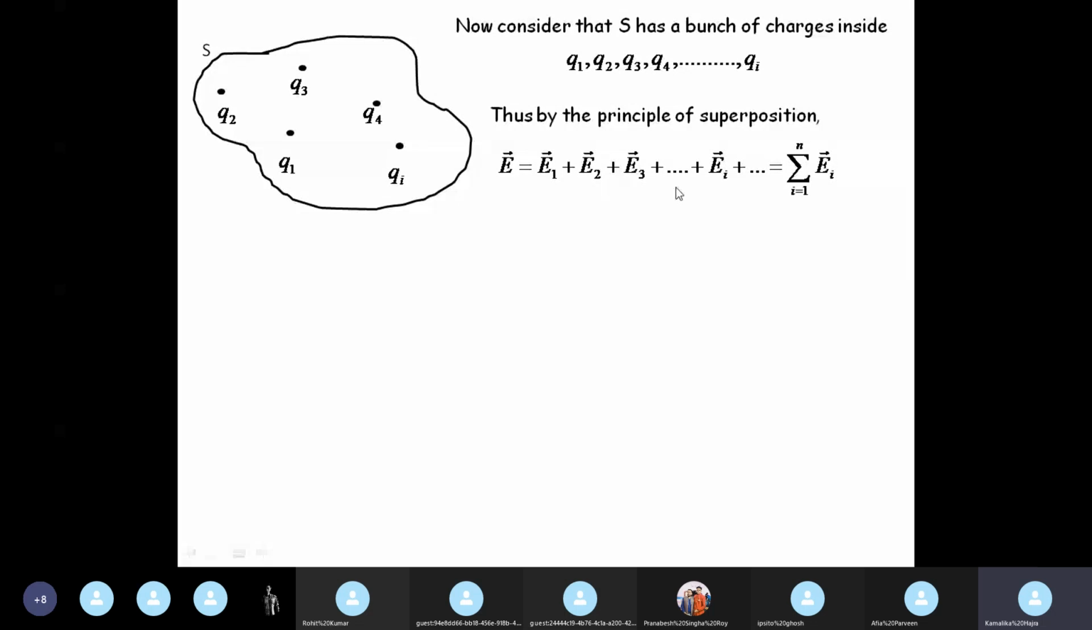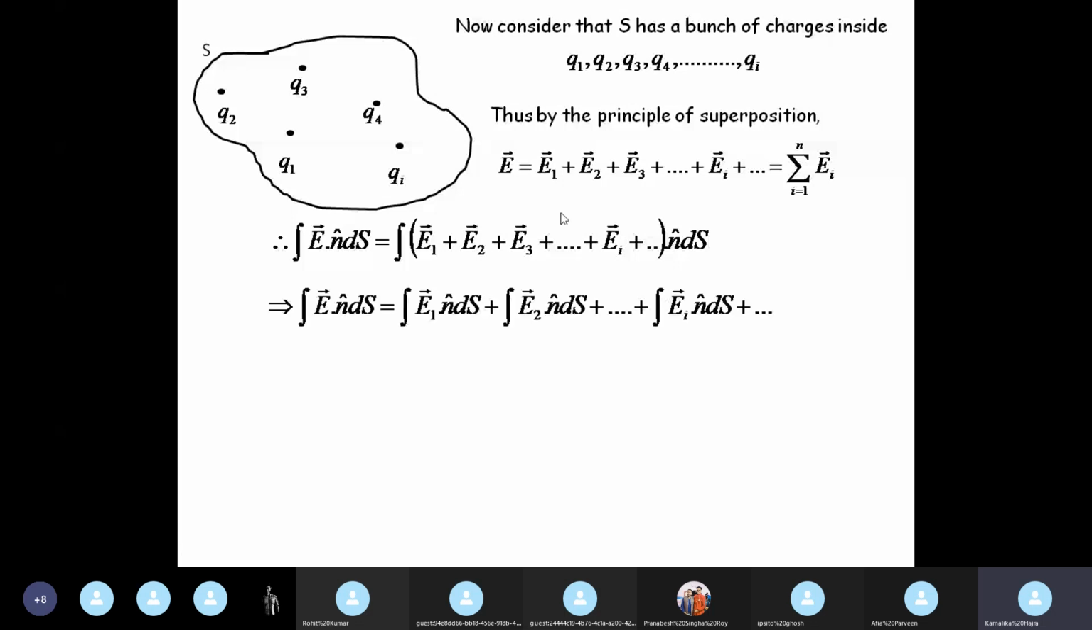Therefore, in the expression integration E dot n cap ds, we write in place of E the resultant. E is the resultant. So we write it as E1 plus E2 plus E3 plus etc. whole dot n cap ds. So we can just separate out these integrations. Integration E1 dot n cap ds plus integration E2 dot n cap ds plus etc. plus integration Ei dot n cap ds. Understood? Because each is separate, so we can just separate out the integrations.